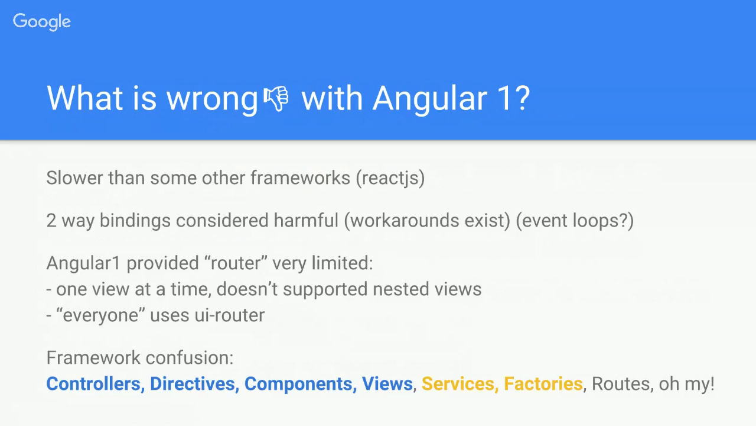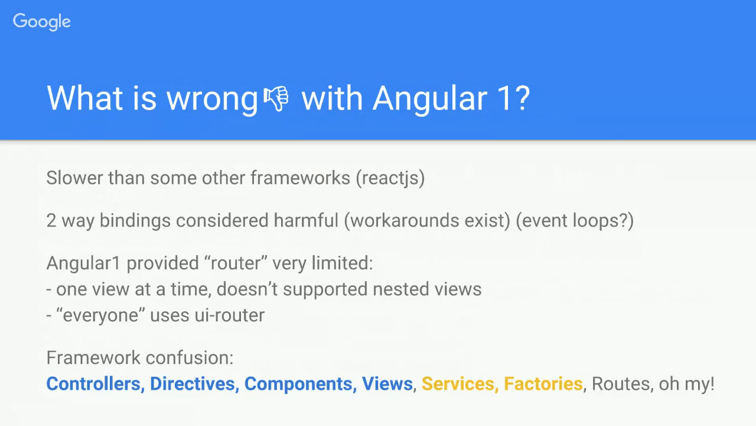If you have many pages within one page, trying to show complicated states with the router that was provided with Angular 1 was fairly limited. It only really supports showing one view or one controller at a time. Pretty much everybody usually gets around this by using the UI router, which is a third-party project.